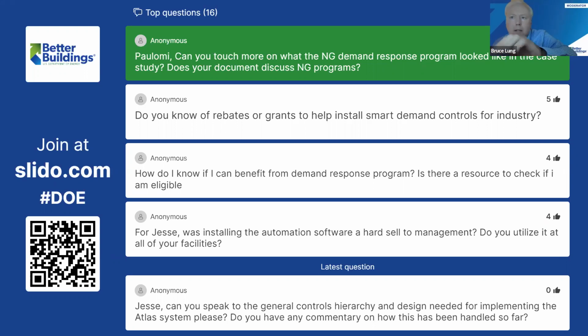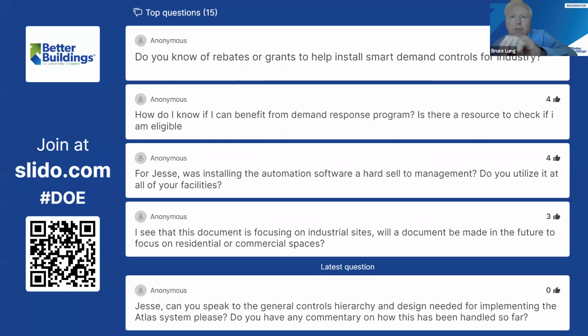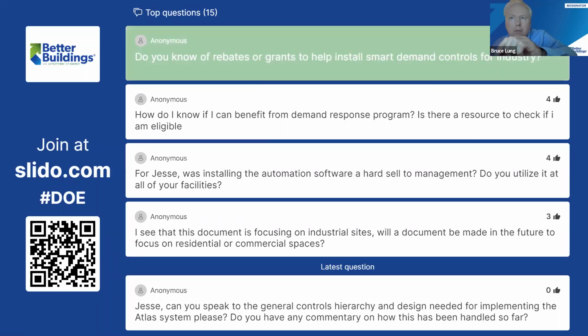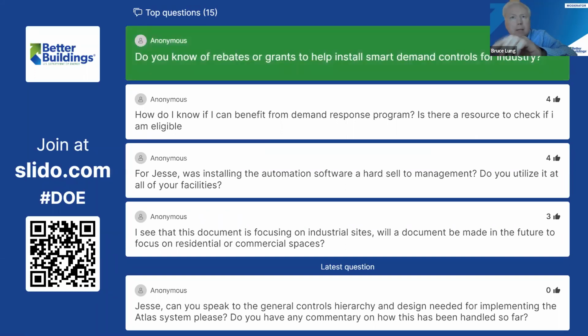The next question that has a lot of likes on it is, do you know of rebates or grants to help install smart demand controls for industry? I have to admit, I'm not aware of it, but I don't know if any of the panelists care to address that. Yeah, I'd briefly touch on it.